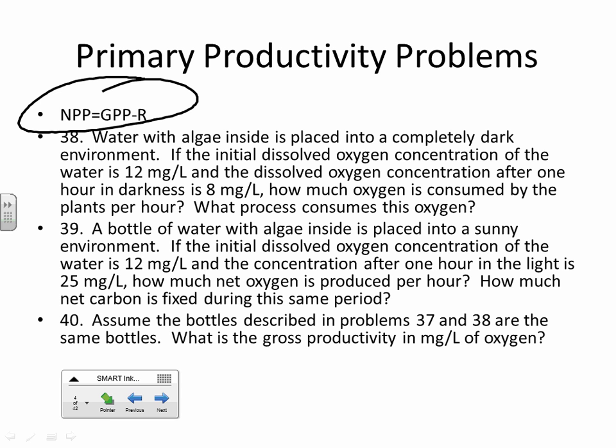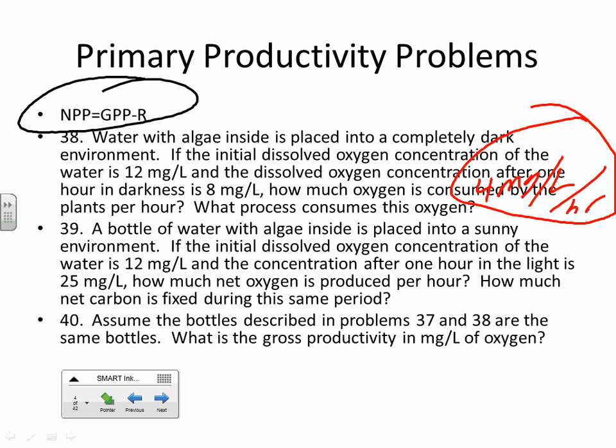What's the answer? If you start with 12, and after an hour you have 8, how much got used? 4. So the rate of respiration is 4 milligrams per liter per hour, right? 4 milligrams per liter of oxygen are used every hour. That's the rate of respiration. What process consumes this oxygen? Cell respiration. What things on Earth do cell respiration? Every living thing. Plant, bacteria, fungus, animal, everything in between.